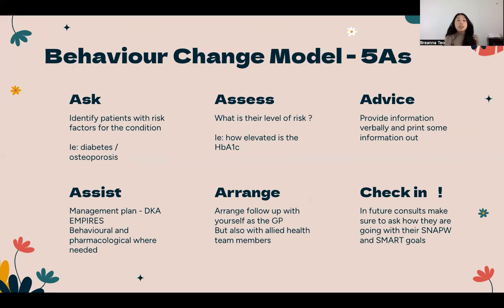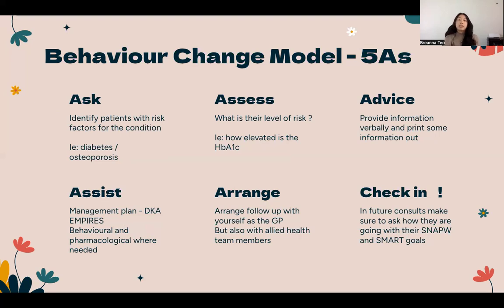So the things we want to do is ask them if they're currently eating, or if they're currently smoking, drinking, etc. Assess how much. Advise them on why this is bad for them, what could possibly go wrong, and how this could impact them, and then assist them.